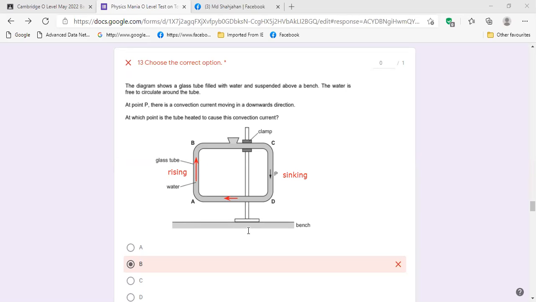So what should be our answer here? At which point is the tube heated? So the answer should be A, right? If you apply heat here, then it is possible for molecules to rise here. Then as they rise to fill up that space, we have more liquid on the other side, and from the other side it's coming down, sinking down. So it's clear, right? 13 is over.